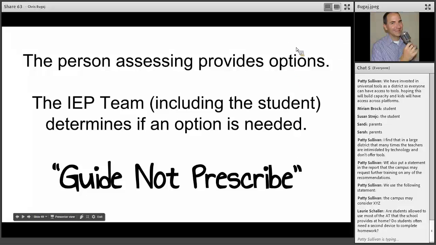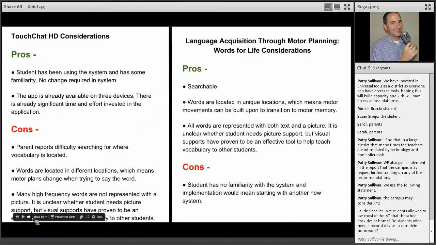When you're doing the assessment, the IEP team, including the student, determines if an option is needed. So again, you're guiding, not prescribing. Have I hit this nail hard enough with my hammer?